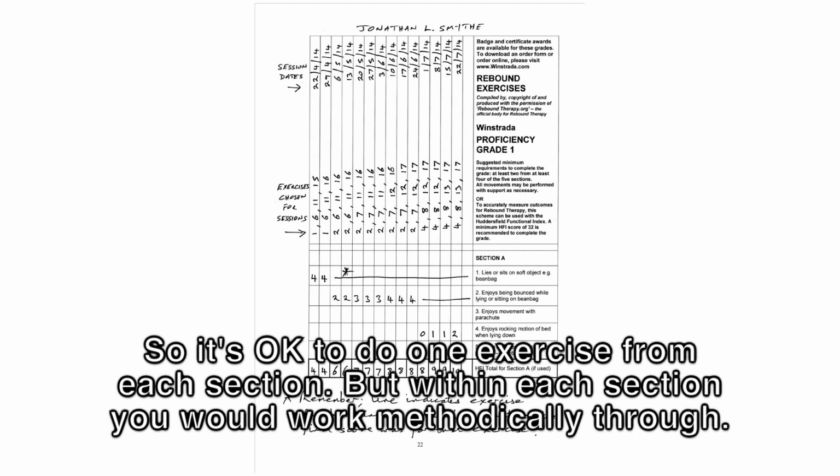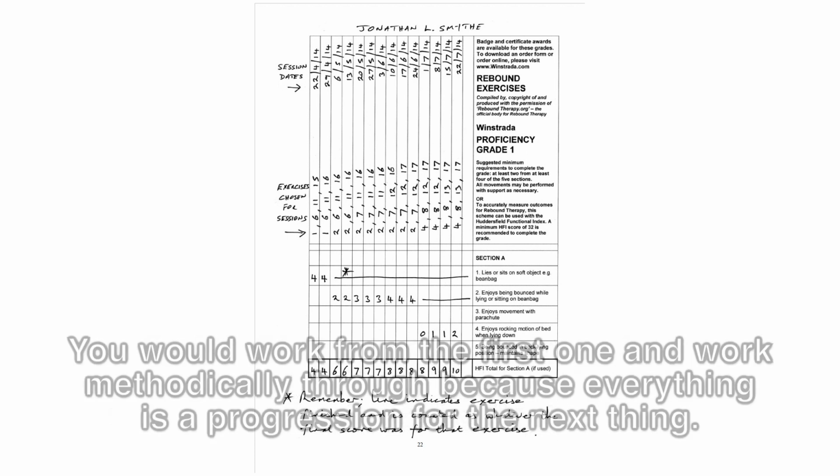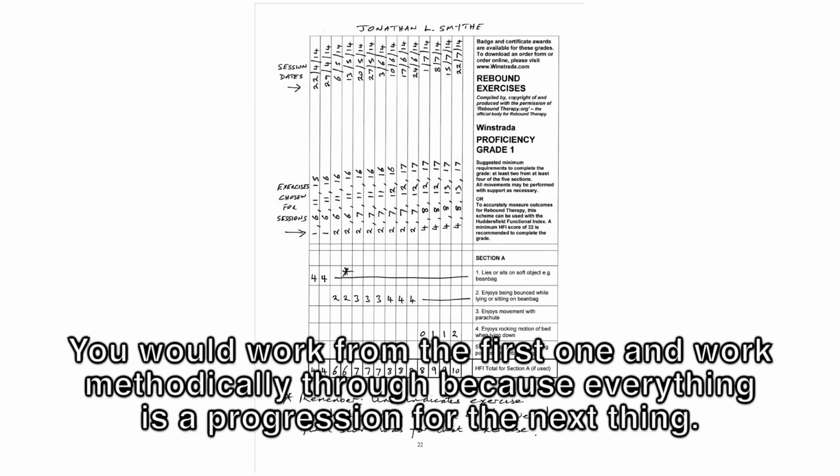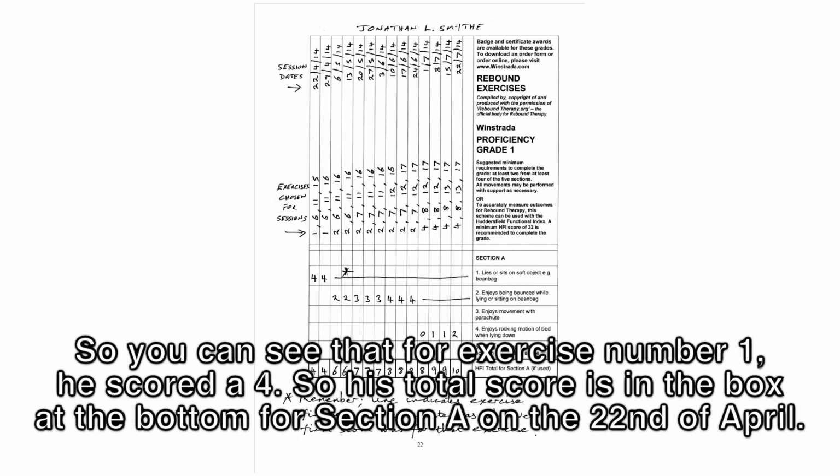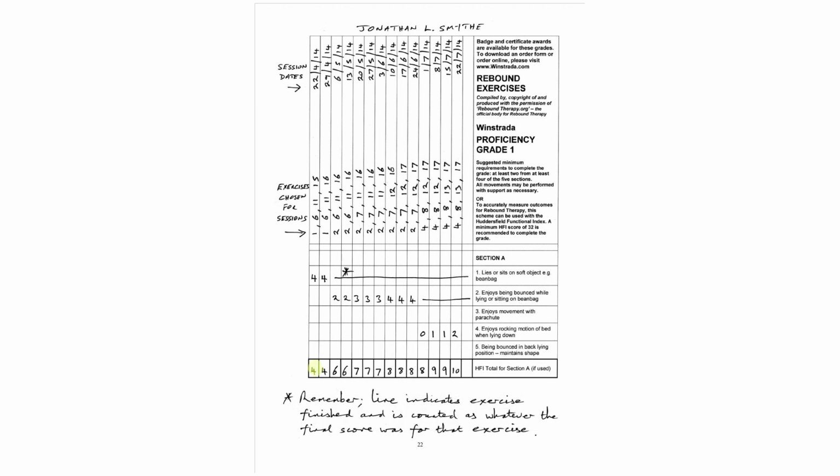So it's okay to do 1 exercise from each section, but within each section you would work methodically through. You'd work it from the first one and work methodically through, because everything is a progression for the next thing. Yeah? So she's chosen to work on these 4 exercises, 1, 6, 11 and 15. So we're only looking at the 22nd of April. So you can see that for exercise number 1, he scored a 4. Can you see that? So his total score, it's in the box at the bottom, for section A on the 22nd of April. Can you all see that?